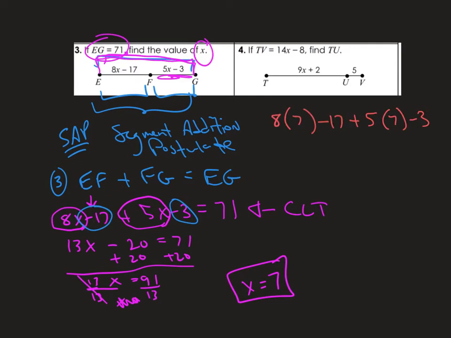Now to check this answer, if you want to know if you're right, remember we said that this 8x minus 17 plus 5x minus 3 is equal to 71. Well, is it?